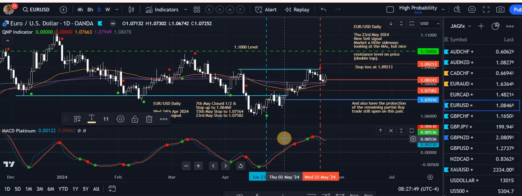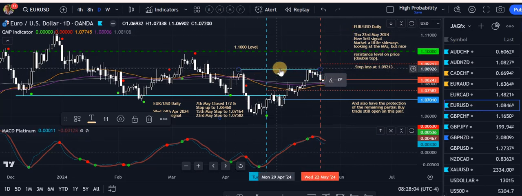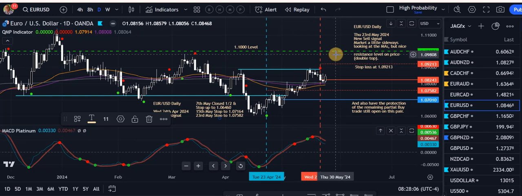MACD Platinum through the zero level, and price is at the moving averages, struggling a bit. Close half, drag my stop up, then I've two more stop adjustments, which puts that stop in that position there. Then we've taken this sell on the 23rd of May. You've got this resistance level and price, or a double top there. It initially went in my favour, but Friday wasn't kind, and it's popped up again.